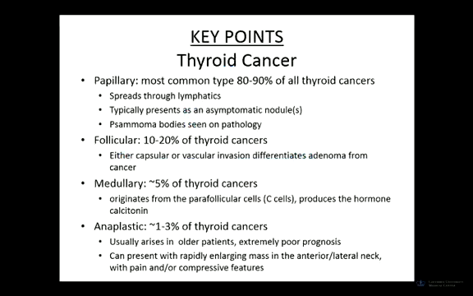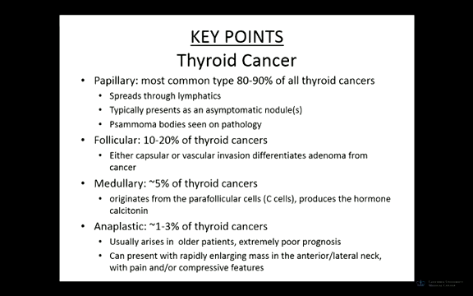So thyroid cancer, papillary is the most common type. It accounts for 80 to 90% of all thyroid cancers. It spreads through the lymphatics and typically presents as an asymptomatic nodule or nodules. You see psammoma bodies on pathology. Follicular cancer accounts for 10 to 20%, and you need either capsular or vascular invasion to differentiate an adenoma from a carcinoma.